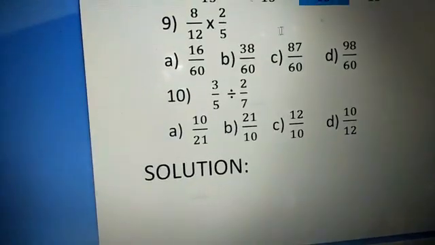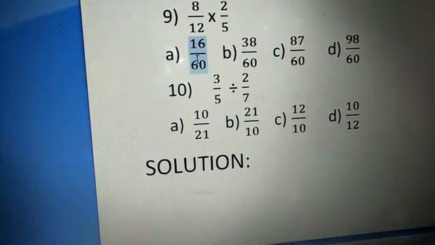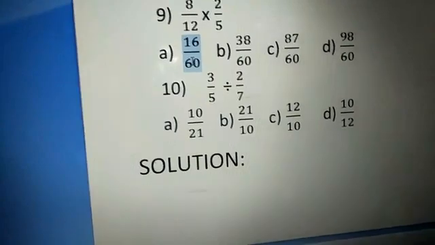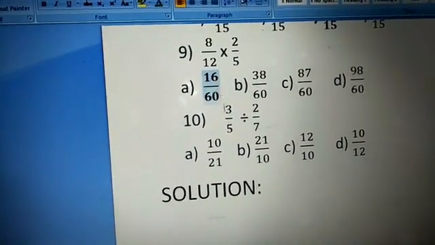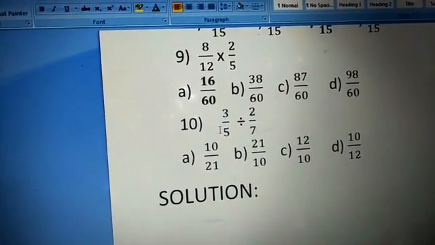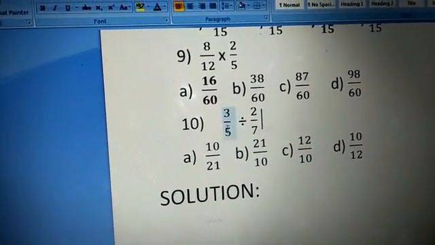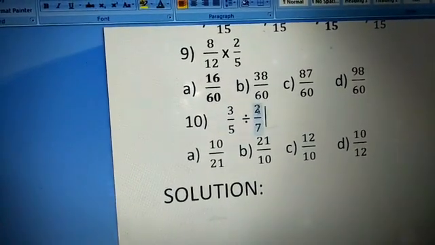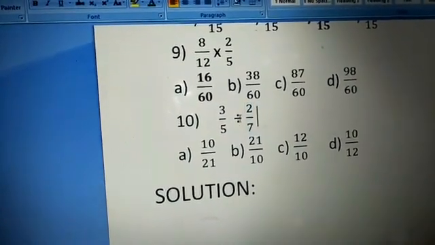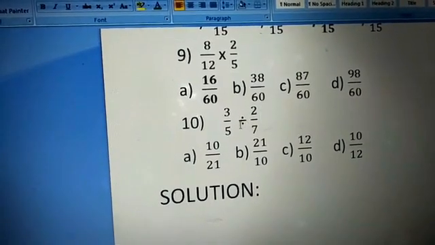What is the option, children? 16 divided by 60 is in option A. So A is our answer. Then the last problem. 3 divided by 5 divided by 2 divided by 7. So now which operation? Division.